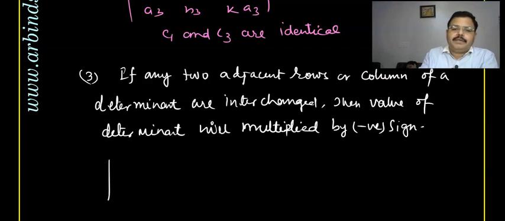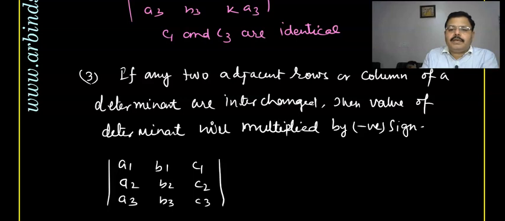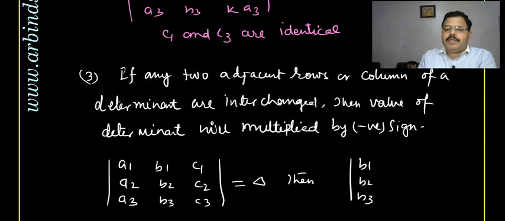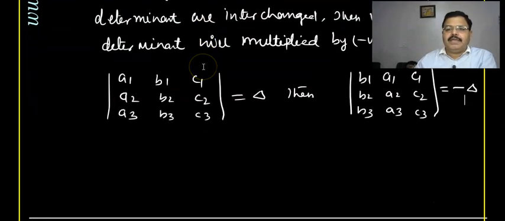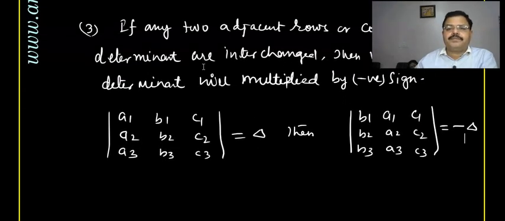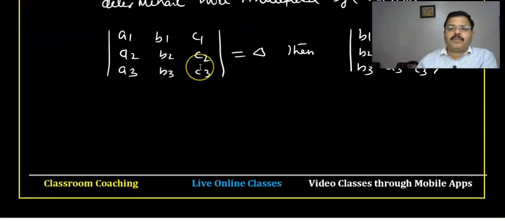Right, that means if I am writing here A1, A2, A3, B1, B2, B3, C1, C2, C3, and the value of the determinant is say delta, then if I write here B1, B2, B3 first, and A1, A2, A3, and C1, C2, C3. Then, since the first and second are interchanged, the value of that will be negative delta, that is, delta multiplied by minus 1, isn't it? So, that is one important rule as well.